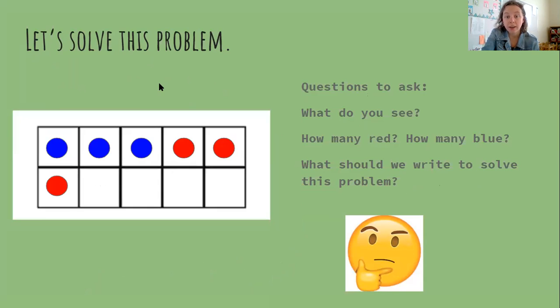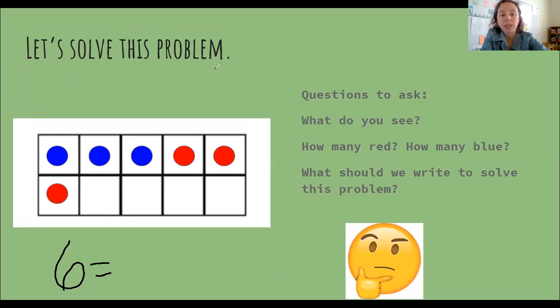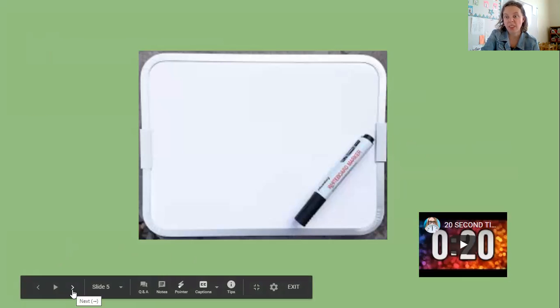Okay, so what do we see here? How many red, how many blue? What should we write to solve this problem? Well, how many do we see? That's what it asked me first. I see 6 boxes filled. How many red? I see 3 red. How many blue? I see 3 blue. So 6 equals 3 plus 3. That is what this 10 frame shows us. Now, if we were in class, you would need your whiteboard, but we're just going to go over this together.